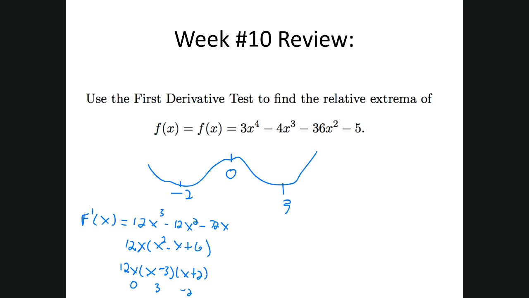So if I make my first derivative test table up, which I always do, now some kids kind of chuckle when I do this, but to me it helps. So I have from -infinity to -2, from -2 to 0, 0 to 3, and from 3 to infinity.